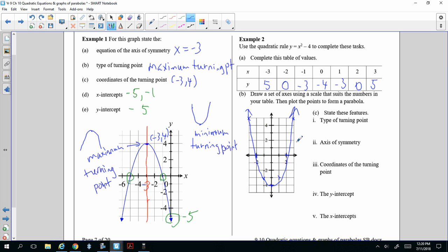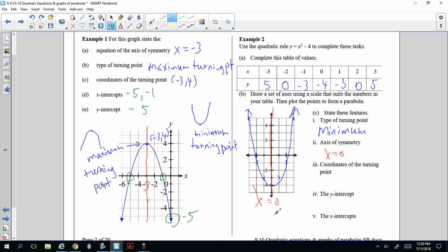Question. Continuing, type of the turning point. What type would it be? Minimum. Axis of symmetry. Where's the axis? No, it's a vertical line. X equal to 0. Okay.